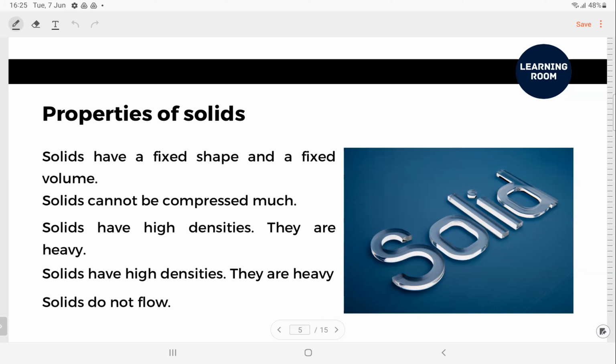Okay, so density is nothing but mass by volume.